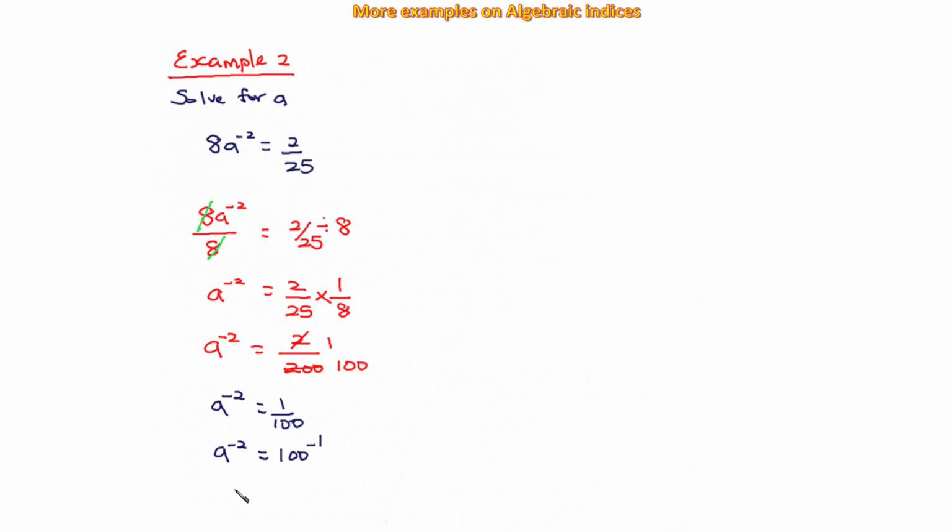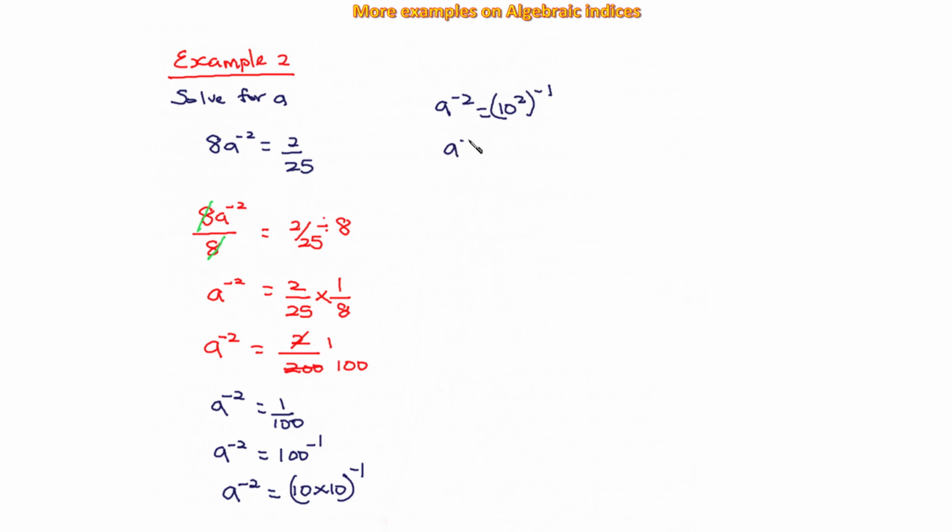Then you have a raised to power minus 2 is equal to, find the factors of 100. You have 2 times 2 times 5 times 5. But as well, you can break it down to 10 times 10, and that will be 10 raised to power 2, all raised to power minus 1. Then you come up here. A raised to power minus 2 is equal to 10 raised to power 2, in brackets, raised to power minus 1.